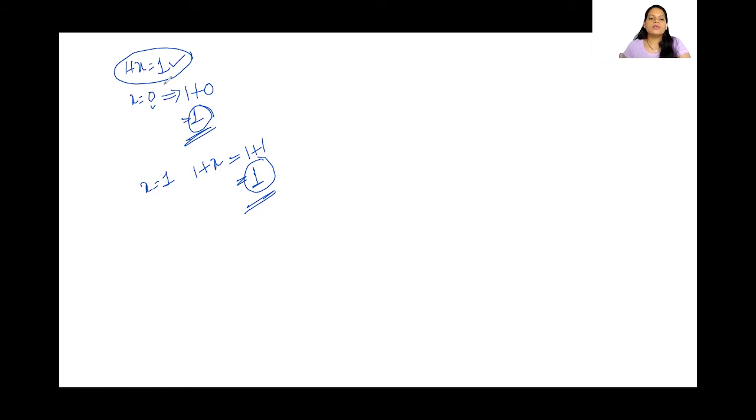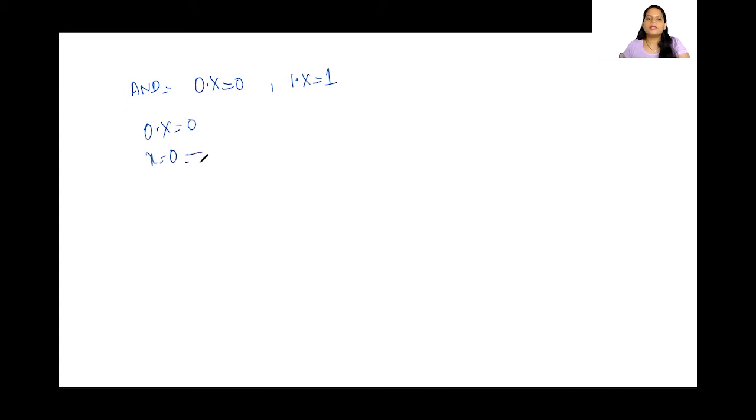What was the next rule we found? That was for AND operation. What were those two rules? 0 into x is always 0. And another one was 1 into x is always x, irrespective of values of x. Let's just take the first one, which is saying 0 into x is equal to 0. Let's prove this. Let me take x is equal to 0 first.